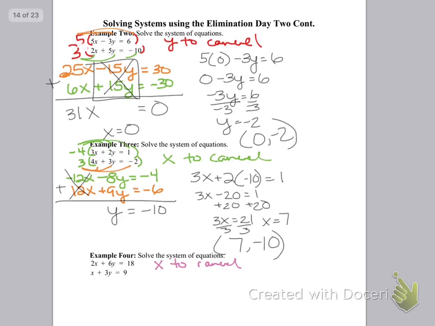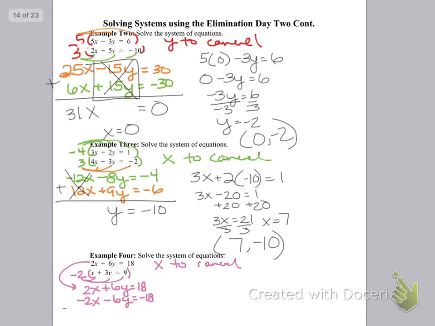So in order to do that, I need to multiply the second equation by a negative 2. Okay, so I know the first one's a positive 2x. I want to make my second one a negative 2x. So I'm just going to go ahead and rewrite my first equation. I've got 2x plus 6y equals 18. So my second equation I'm going to distribute. So I got negative 2x, then minus 6y, and then lastly equals negative 18.